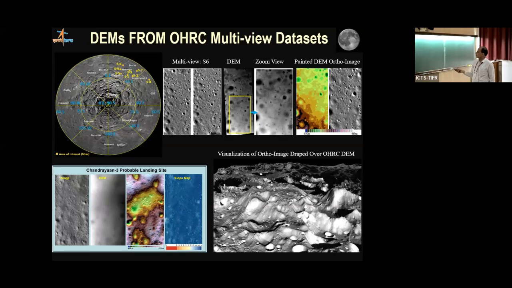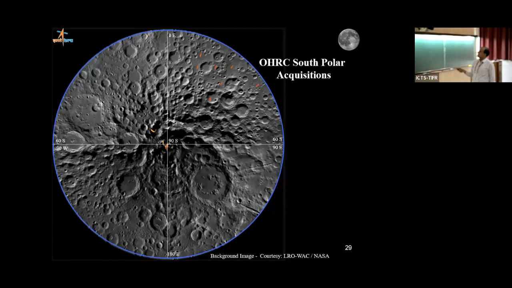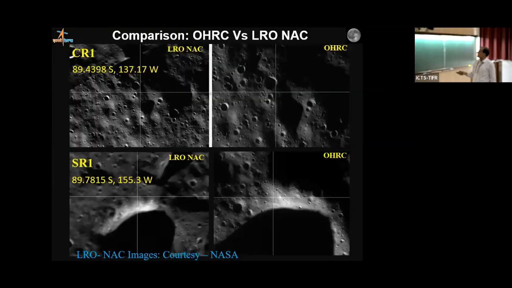This is one of the visualizations of one area, the Leibniz plateau of the moon surface. This is the current coverage of the OHRC south polar coverage. A total of 65 regions of interest have been covered. Out of that, at the south pole, nearly 45 areas have been covered. Near the pole also, you can see these areas have already been covered by the OHRC.